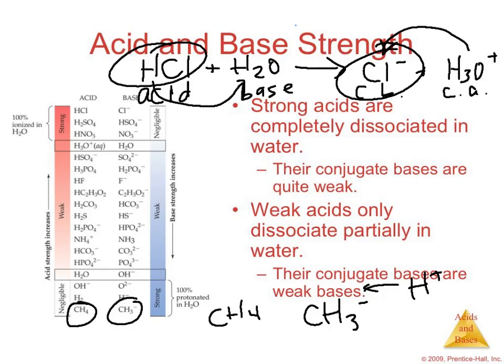Okay, and so then you've got a situation where the CH3 minus is a really strong base because it'll grab H pluses from pretty much anywhere that it can get them to turn into CH4. But CH4 is not very eager to turn back into CH3 minus, so it's a very weak acid. So hopefully that makes sense.